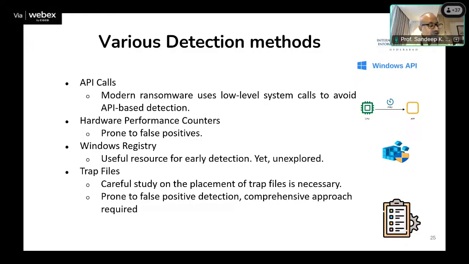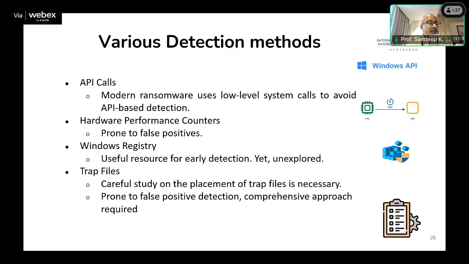Trap files are instrumented files that you intentionally put in your system. So when your ransomware starts to encrypt files, as soon as it does that to a trap file, the trap will create an alert, right? And that's how you know that your system is being encrypted.